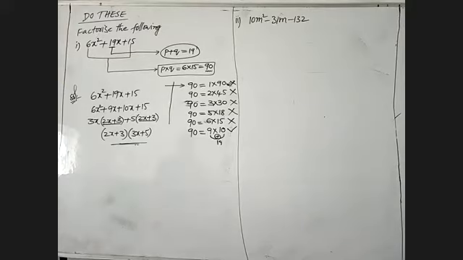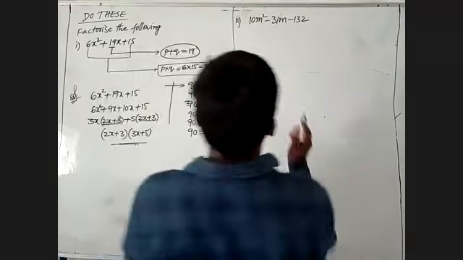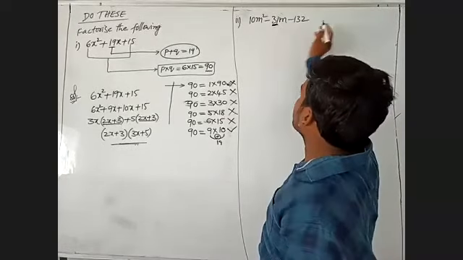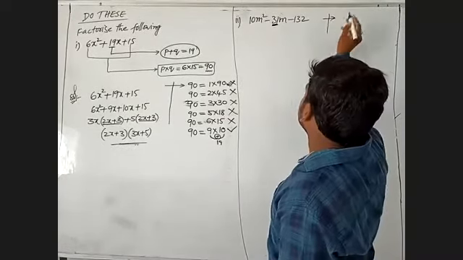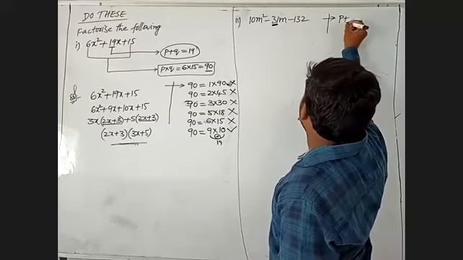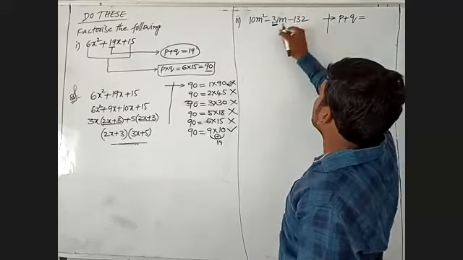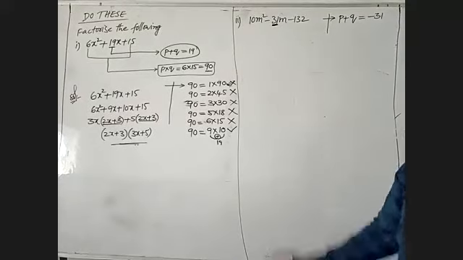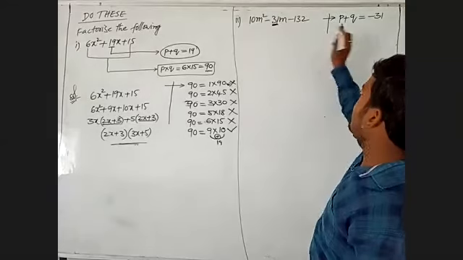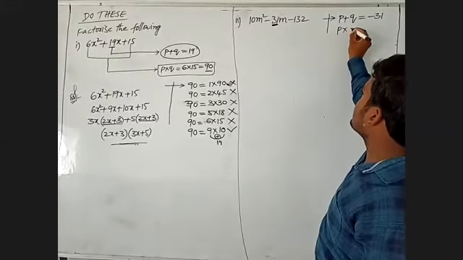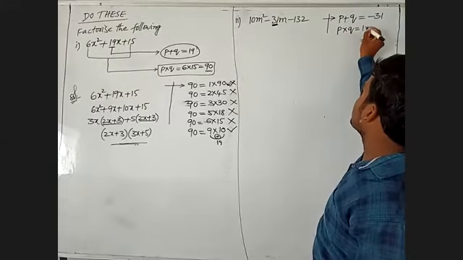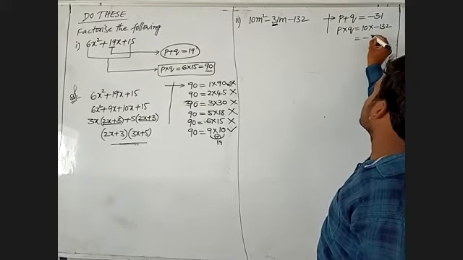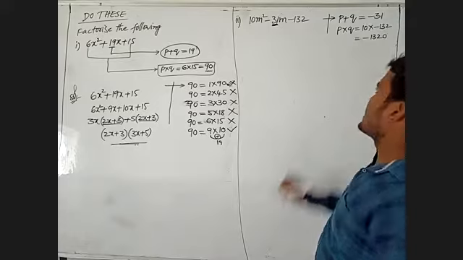Okay, we'll observe in this one. First, this is the value of p plus q, where the middle term is given, p plus q must be equal to minus 31. After that we'll write their product, p into q, that must be written as 10 into minus 132, that will be written as minus 1320.